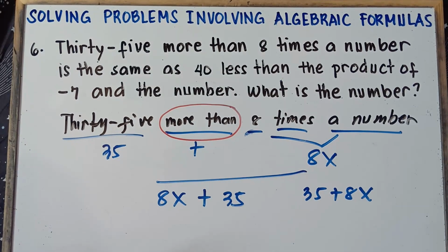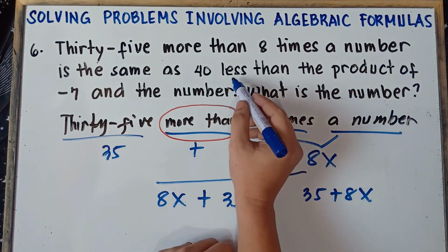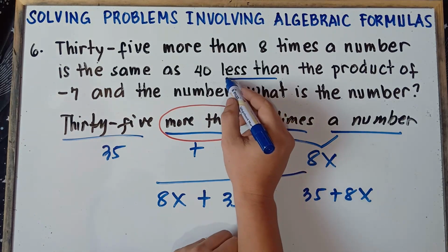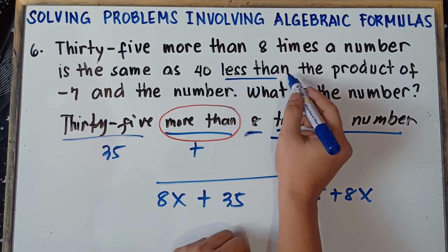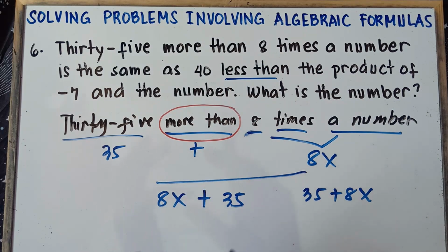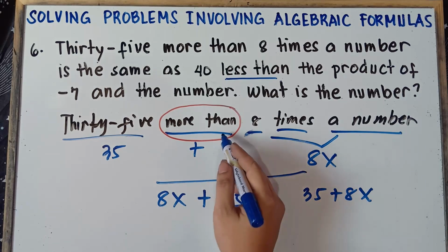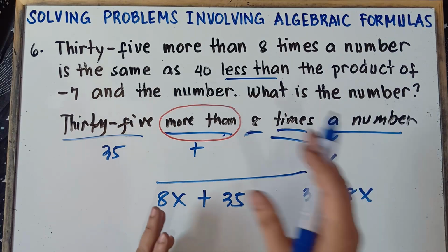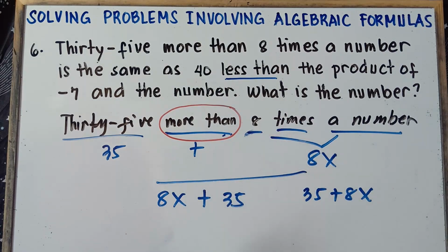Because what if you have the words less than? If you will not do it in reverse, especially for subtraction, I'm sure you will commit a mistake. That's why it's better that if you see the words more than or less than, you do it in reverse, just to avoid committing mistakes.